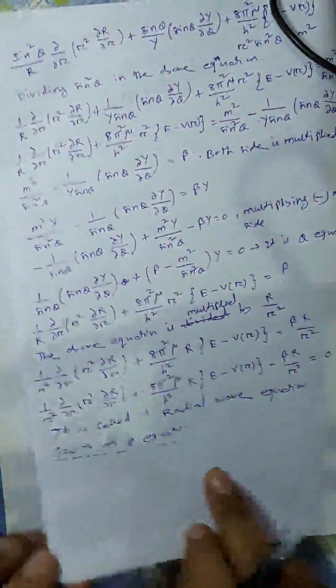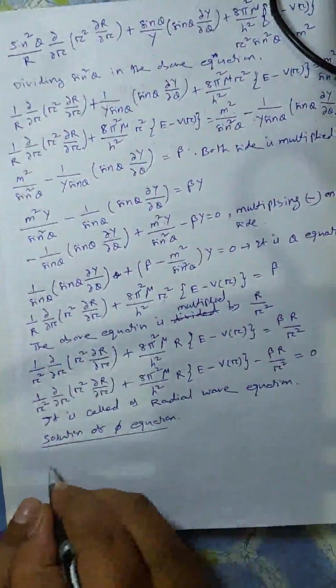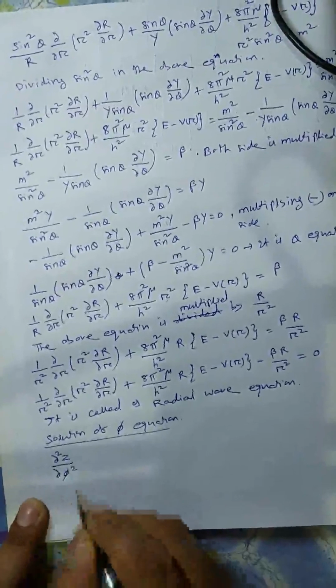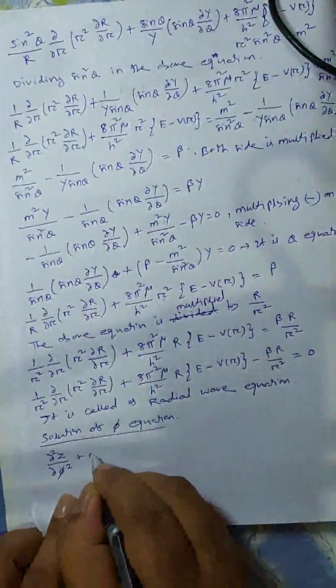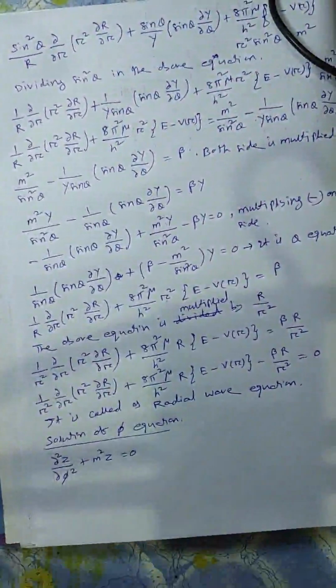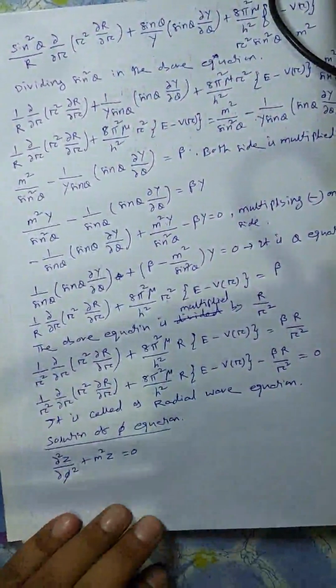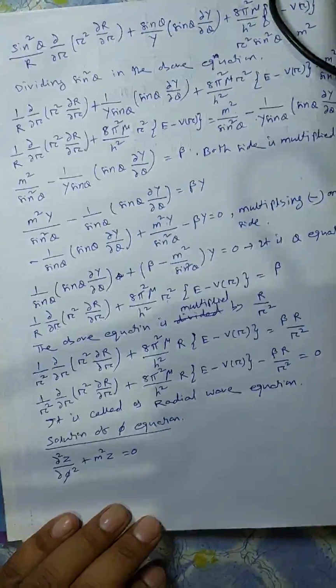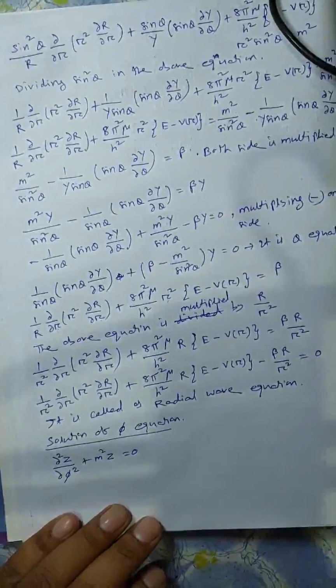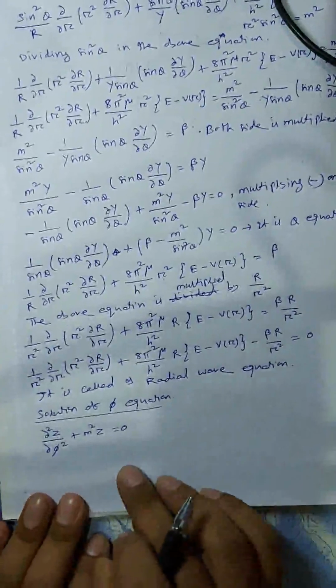Now the phi equation is dou square Z by dou phi square plus m square Z is equal to 0. This is the phi equation. We have to find out what is the solution of this equation. How to find out? We already know this one.